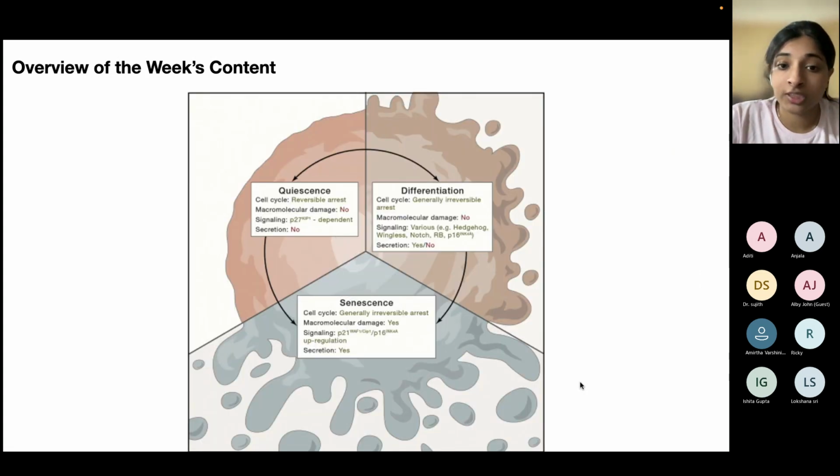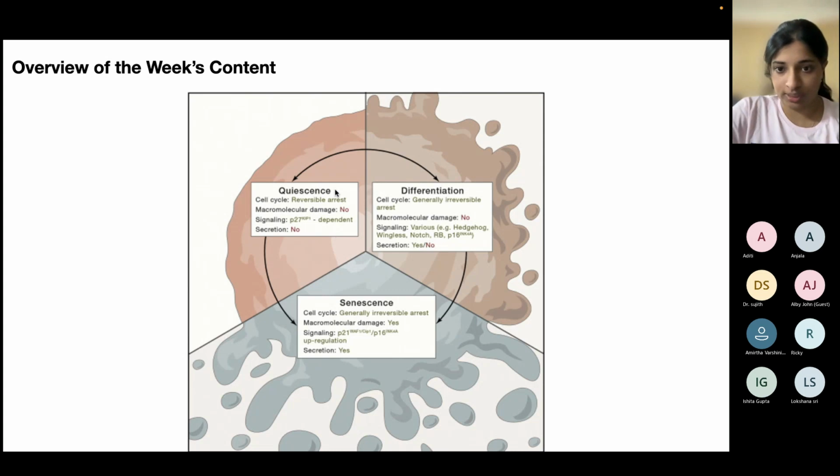That is very tricky, because there are different types of cells in which there is a cell cycle arrest, which may or may not be reversible. The three types of cells depicted here are senescent cells, quiescent cells, and differentiated cells. In senescent cells, we've seen that it's an irreversible arrest, and this is because of some macromolecular damage. There are certain specific signaling pathways that are upregulated, which result in the senescence associated phenotype, and there is active secretion from the cells. However, in a quiescent cell, it is a reversible arrest.